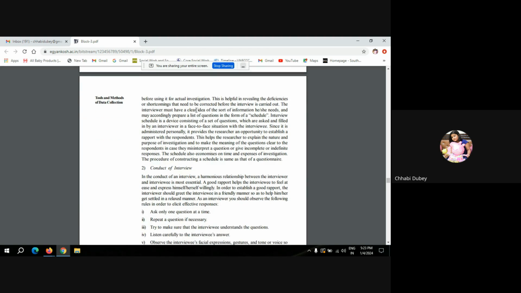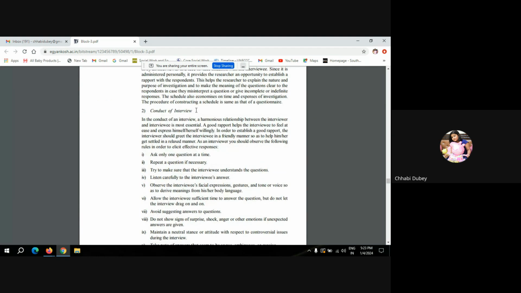Then the second is conducting the interview. We have to conduct the interview in a very careful manner, and make sure that we ask questions properly. We ask one question at a time. The questions that we ask are generally relevant to the data that we need to retrieve from the respondent. And also we have to be very observant about the way the person is responding to the questions.